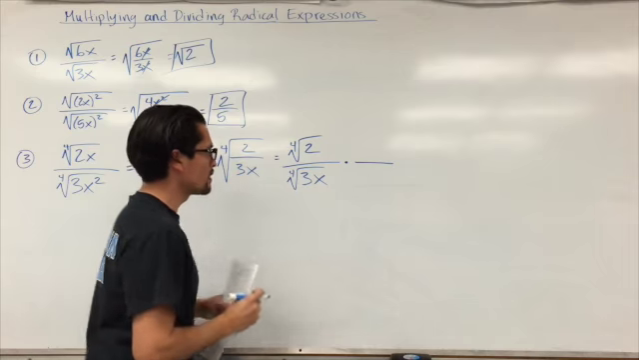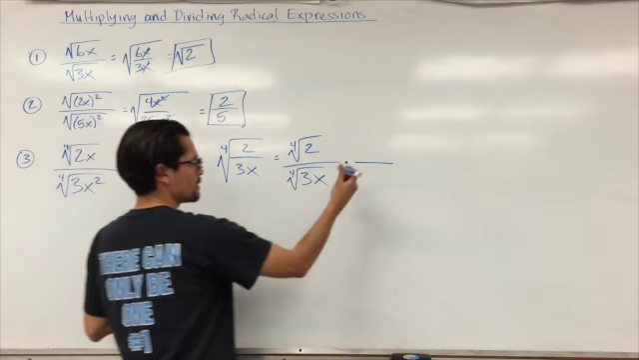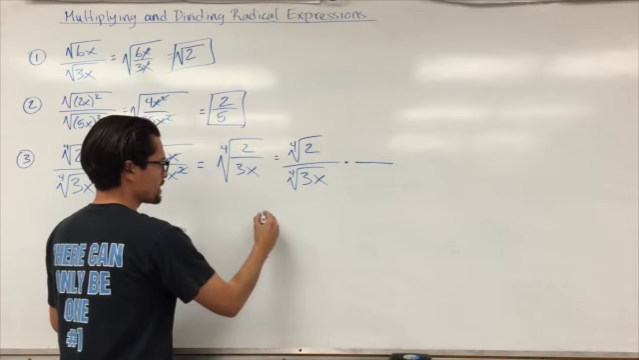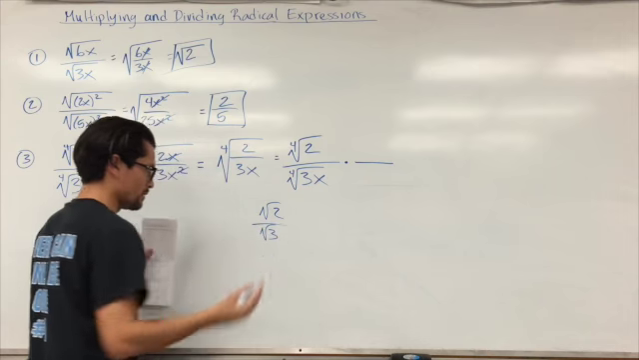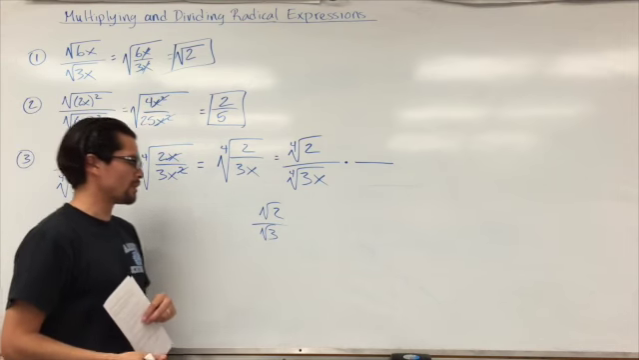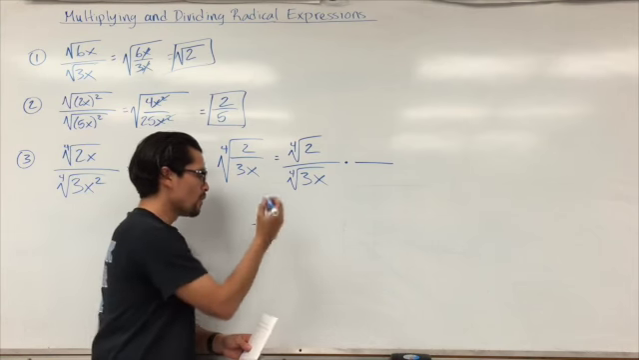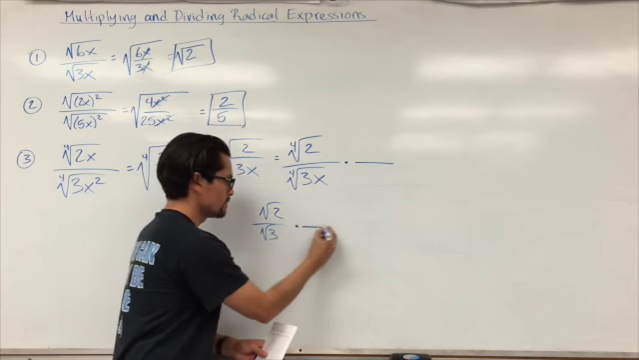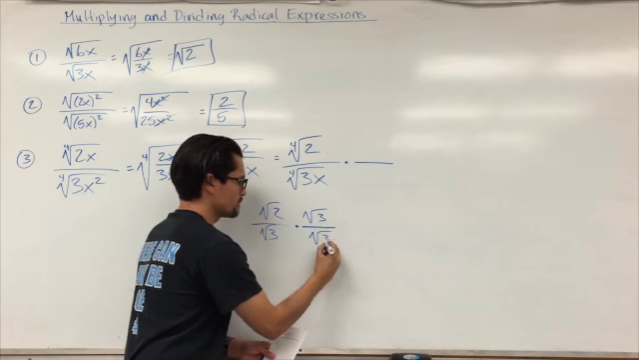Now let's try something. This one's going to take me a while to explain, so let's try a lot of different things. Let's start with the simple one before we get to that one. If I had radical 2 over radical 3, and I want to simplify this, what I would do is multiply by radical 3 over radical 3.